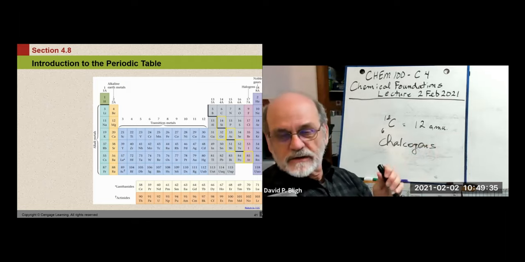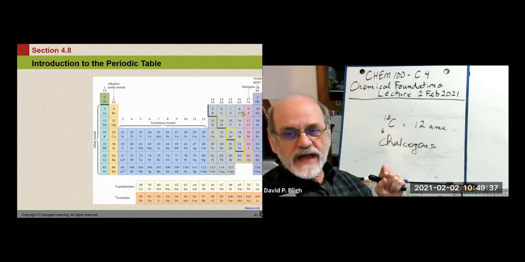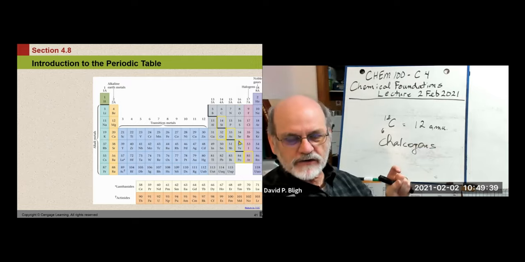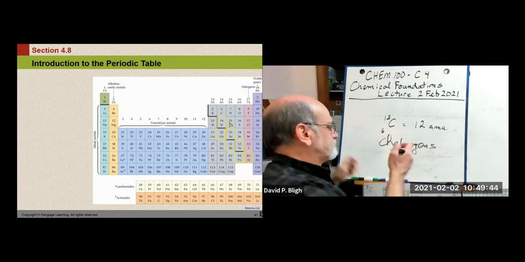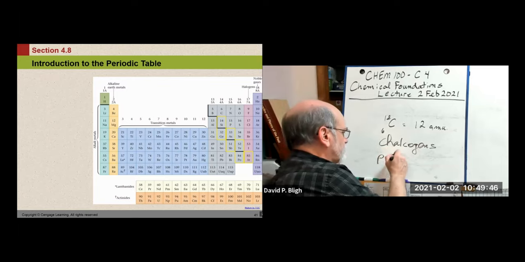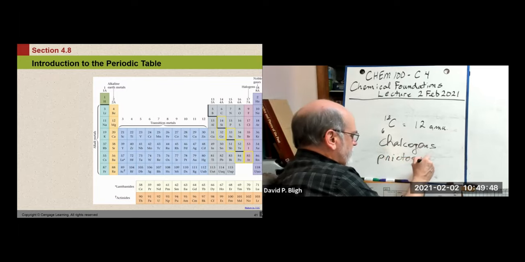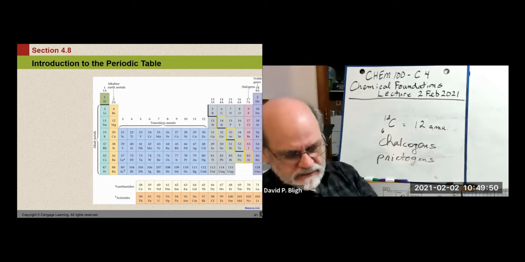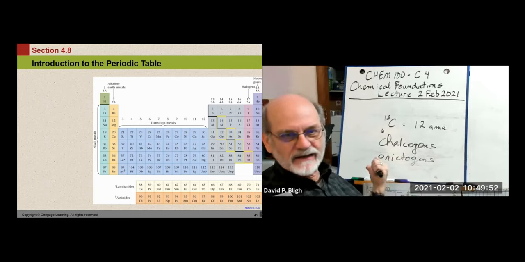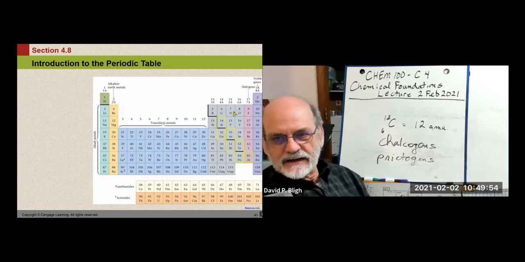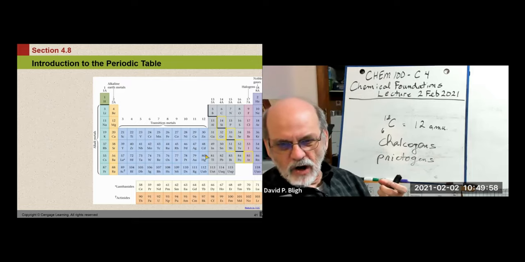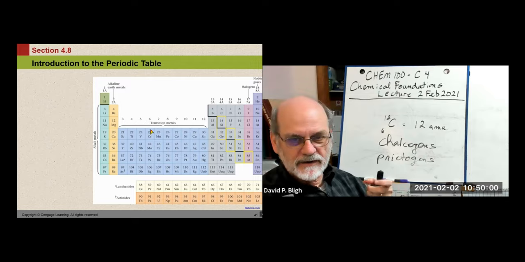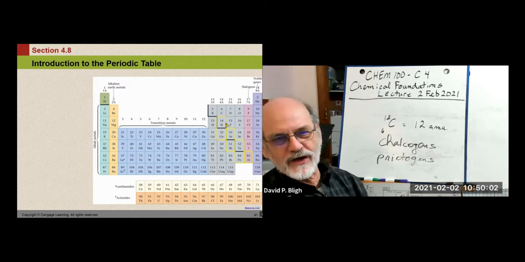The chalcogens refers to oxygen's reactivity. So this oxygen group is called the chalcogens. The nitrogen group is called pnictogens. The P is silent. And this area in here, all of these are called transition metals because you're transitioning from one side to the other, I guess.